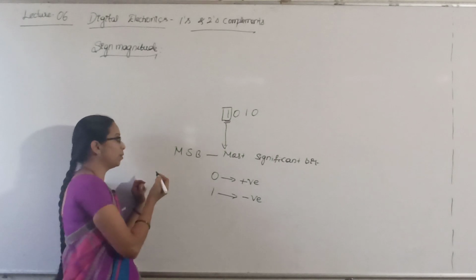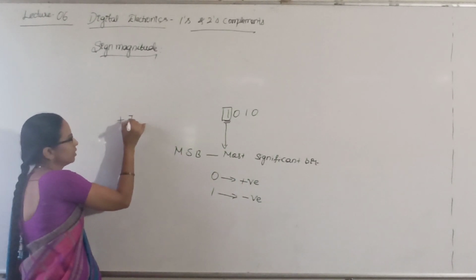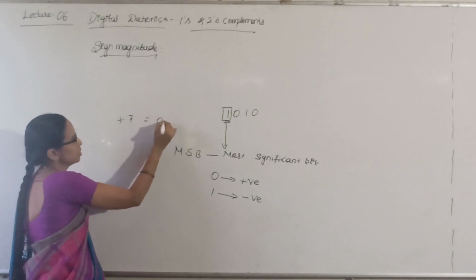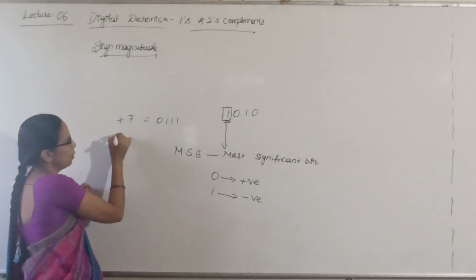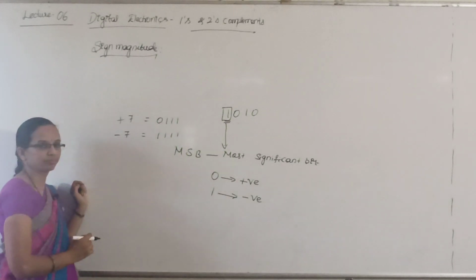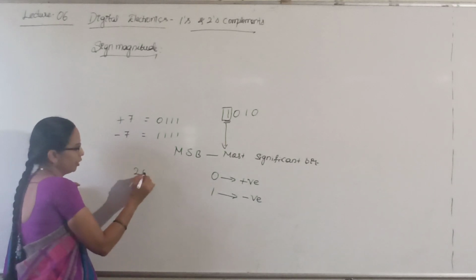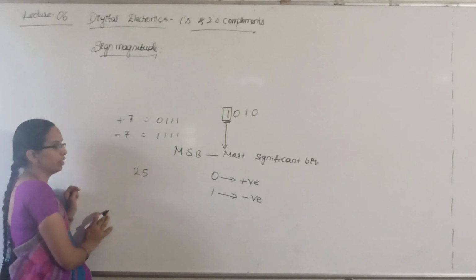For example, I will take 7. Plus 7 is represented as 0, 1, 1, 1. Minus 7 is represented as 1, 1, 1, 1. Okay, if you want to represent something different, 25, how to represent 25 in binary?